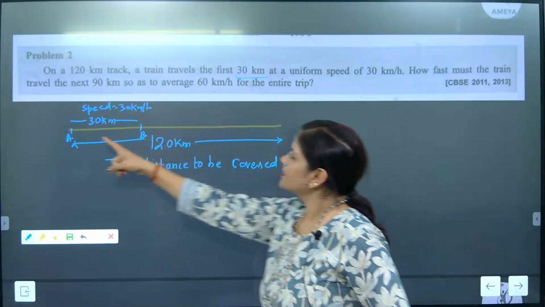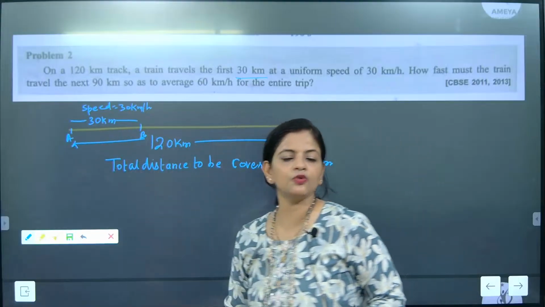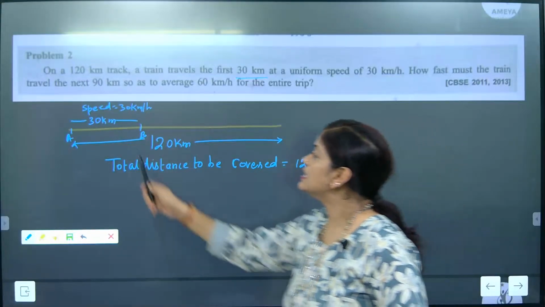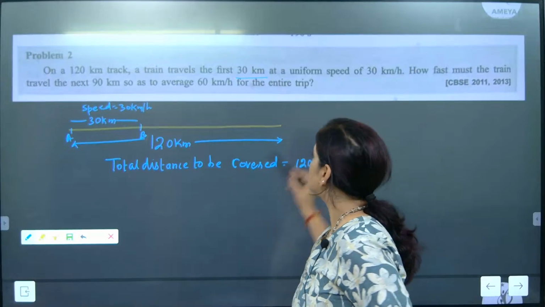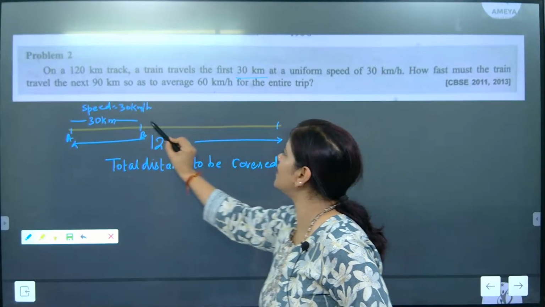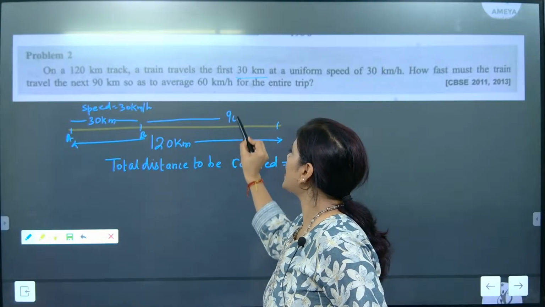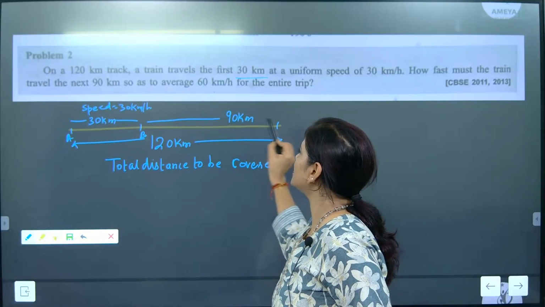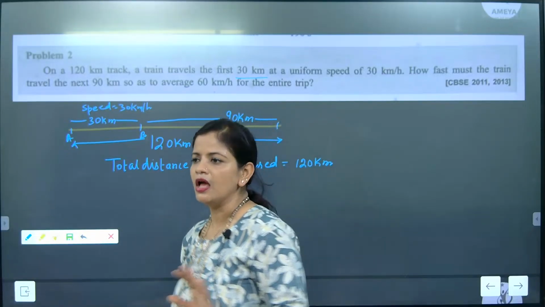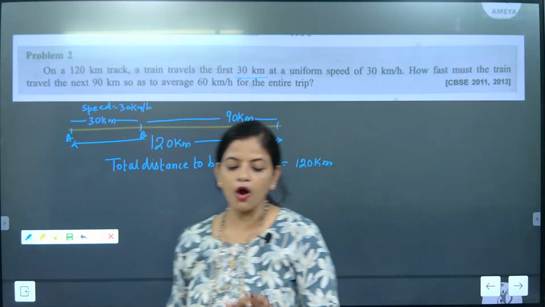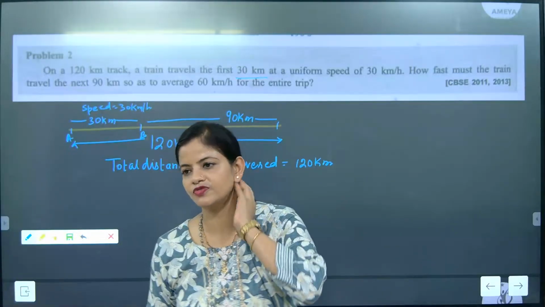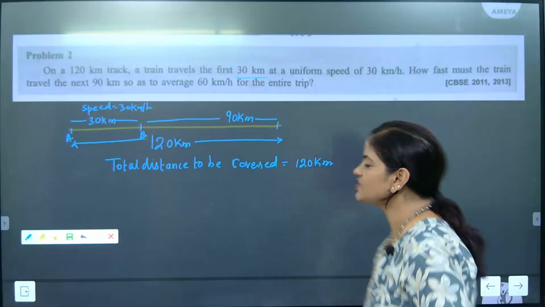So here, that means first A to B. A to B location is how much distance, beta? 30 kilometers. Remaining how much distance left? So B to C, how much distance left? 90 kilometers. This journey is the most important point. We need to know what the speed of this part of the journey should be. Understood? So now let's check this one out.